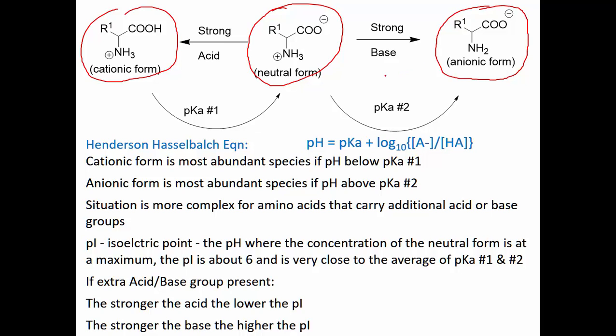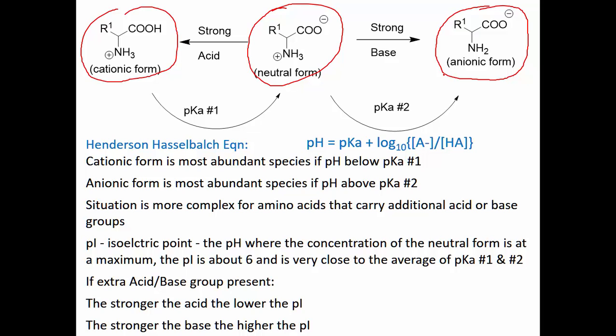Okay? We call the transformation of the cationic form to the neutral form the first pKa, or pKa number 1, and the second mole of base would be transforming the neutral form into the anionic form, and that's going to be pKa number 2.